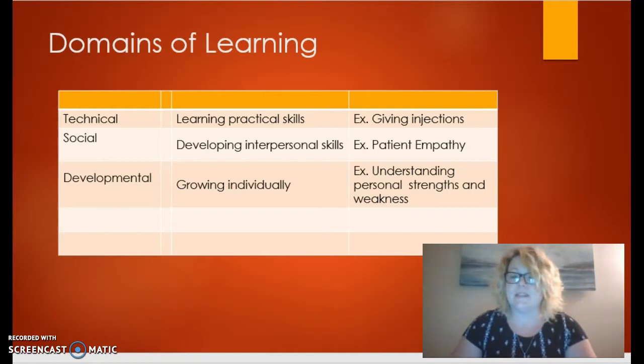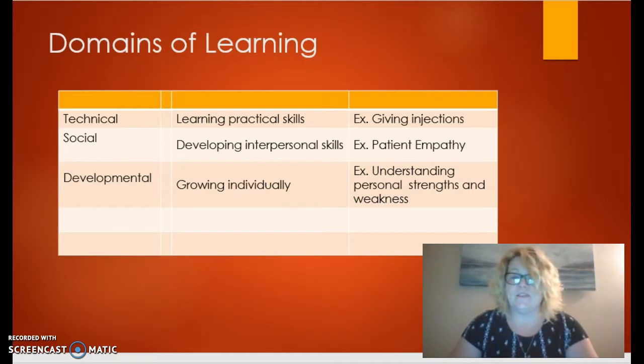I use the example because I'm in healthcare, that when we start initially teaching students about giving injections, they've got to learn that practical skill, how to hold on to the needle, how to set the angle, how to position themselves with the patient, being able to actually give the injection, and then conquering that skill, mastering it, so that they will be able to do it in the job field with confidence.